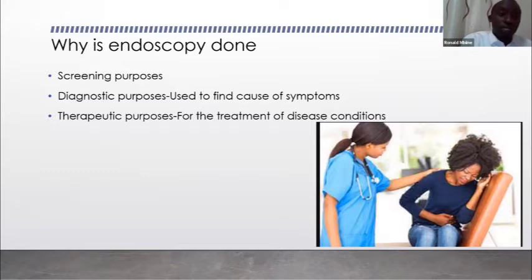So we do endoscopy, one, to screen, what we call a screening endoscopy. It's also called a surveillance endoscopy. Occasionally when you hear someone saying, I want to have a screening endoscopy, that's one component. We also have what's called a diagnostic endoscopy. That one is used to find causes of symptoms that people might have. We also have what's called a therapeutic endoscopy, and that is an endoscopy done to treat a disease condition. And we are going to see some of these.